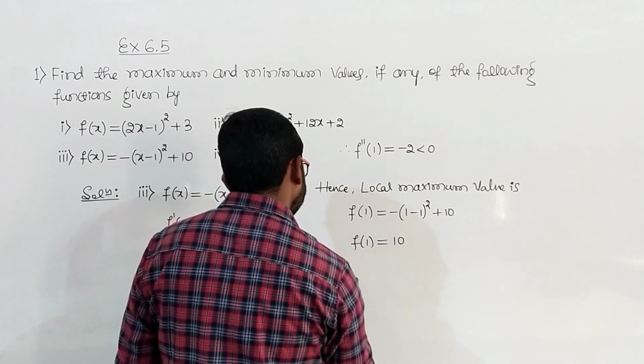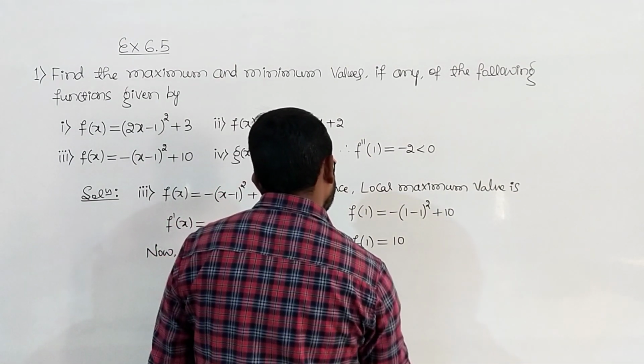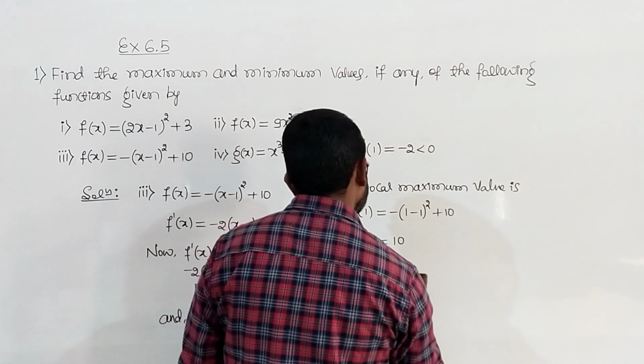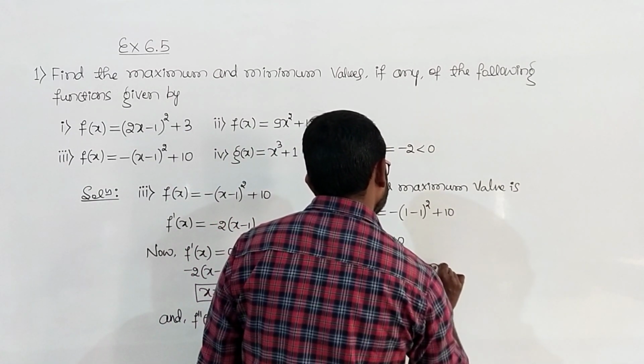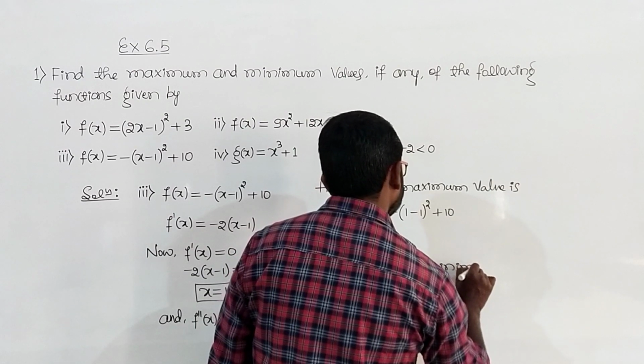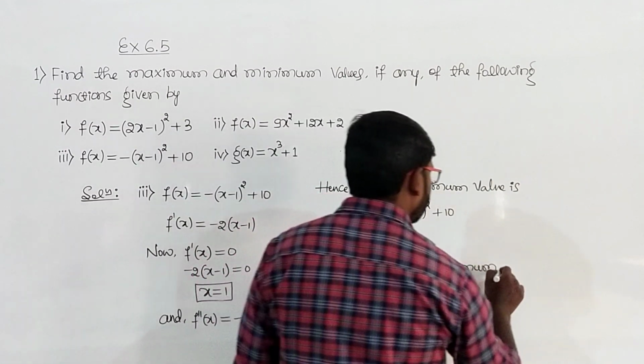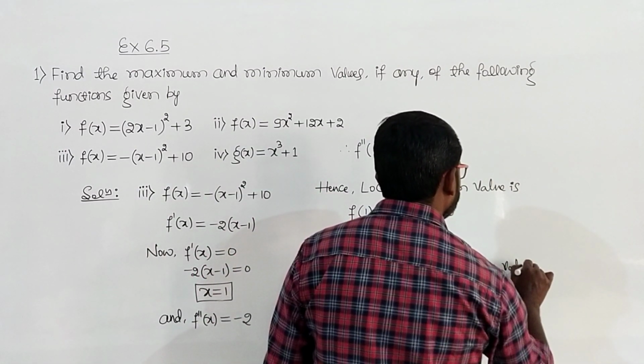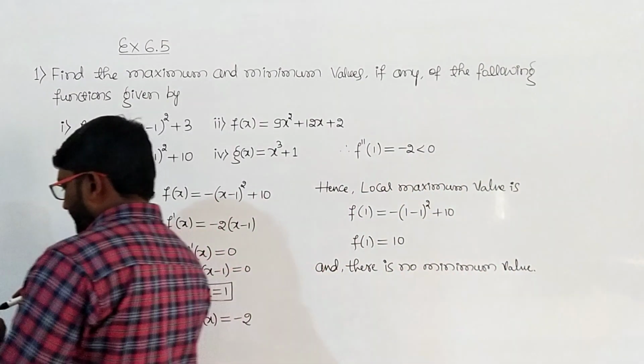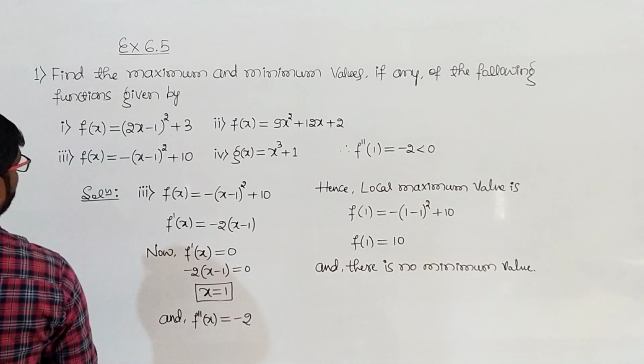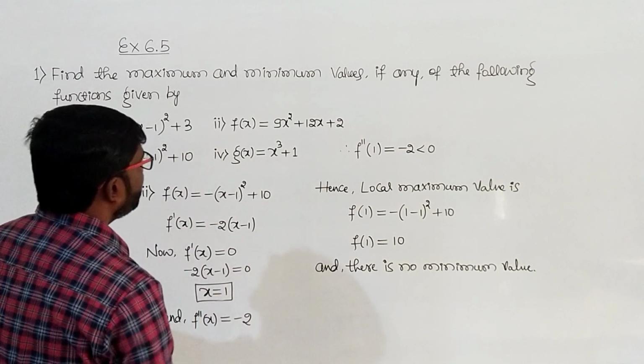There is no minimum value. So this is the Roman number 3. Then we will move on to the last one.